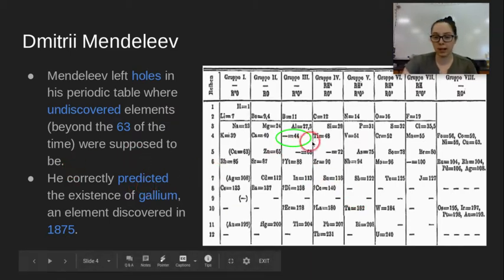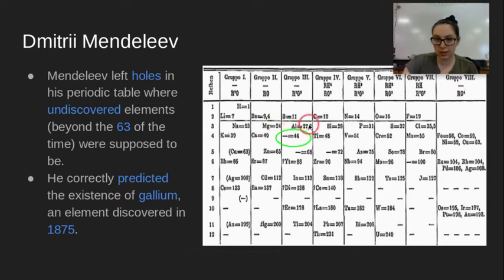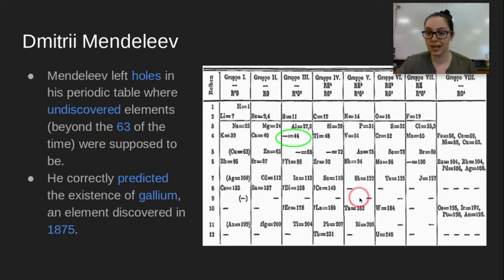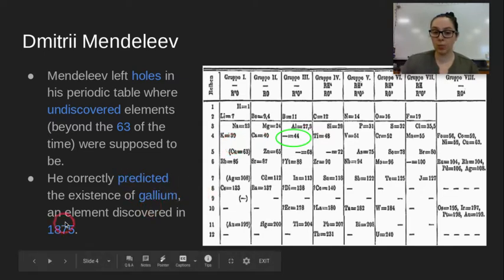I really want to highlight this one right here. You'll see that this is aluminum. There's the mass. But for this guy, there was nothing there. That's an undiscovered element. But this one in particular is correctly predicting the existence of gallium. So gallium is right here. That element was discovered in 1875. So Mendeleev published this periodic table in 1874, predicted that this element would be here, and then in 1875, gallium was discovered, and it was found to have the similar properties that Mendeleev predicted.